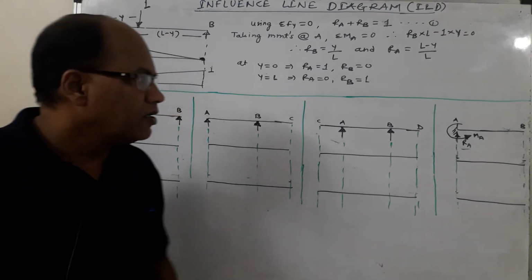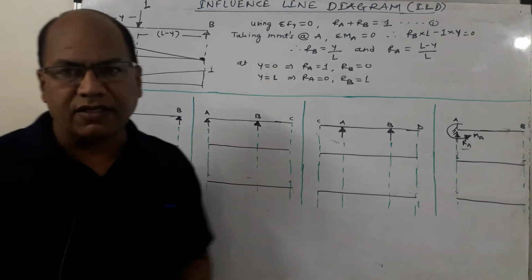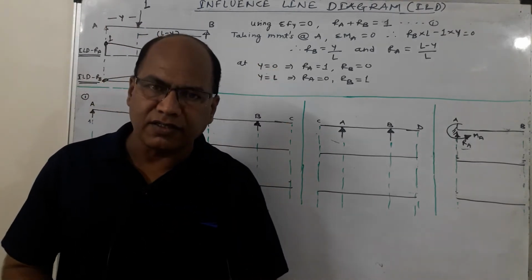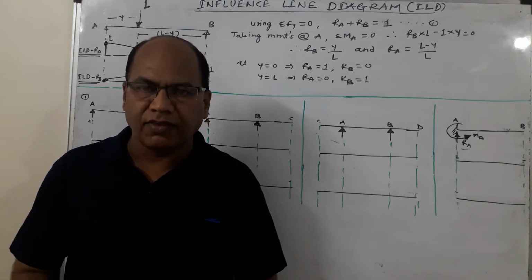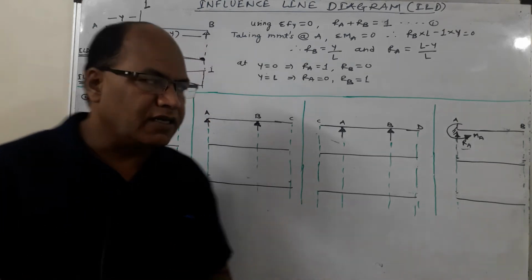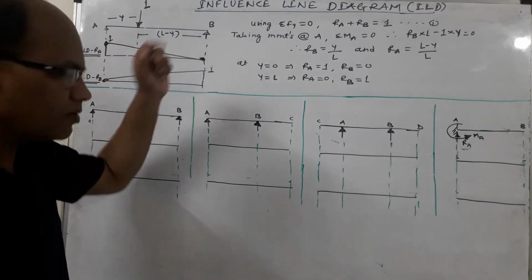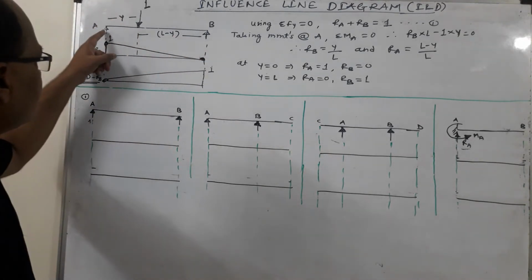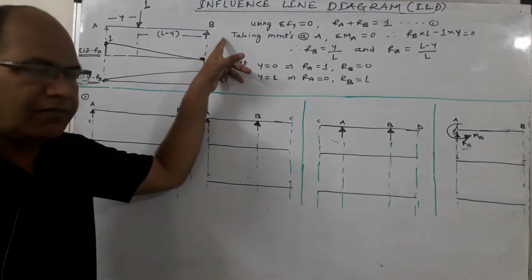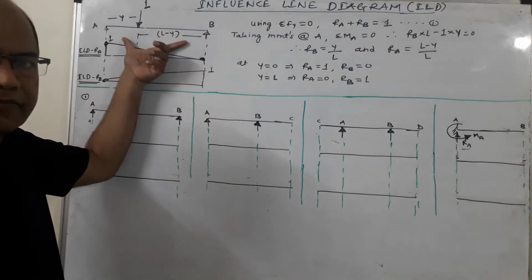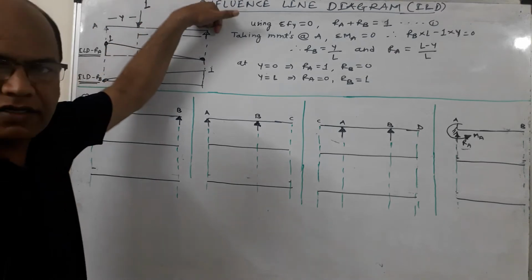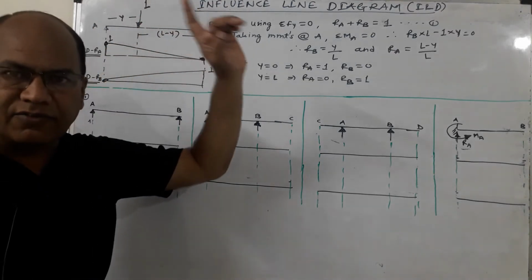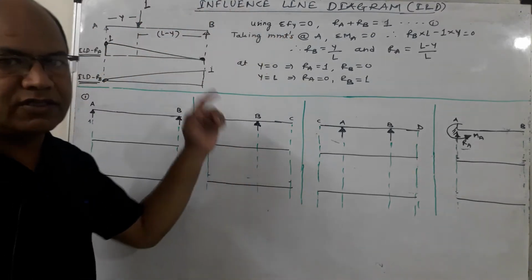Now here, to start with this chapter, first I am going to discuss the influence line diagram for reactions of the beam. And in order to explain this, I have considered a simply supported beam. Let it be a simply supported beam AB of span L, and let a unit load be moving from one end to the other end.